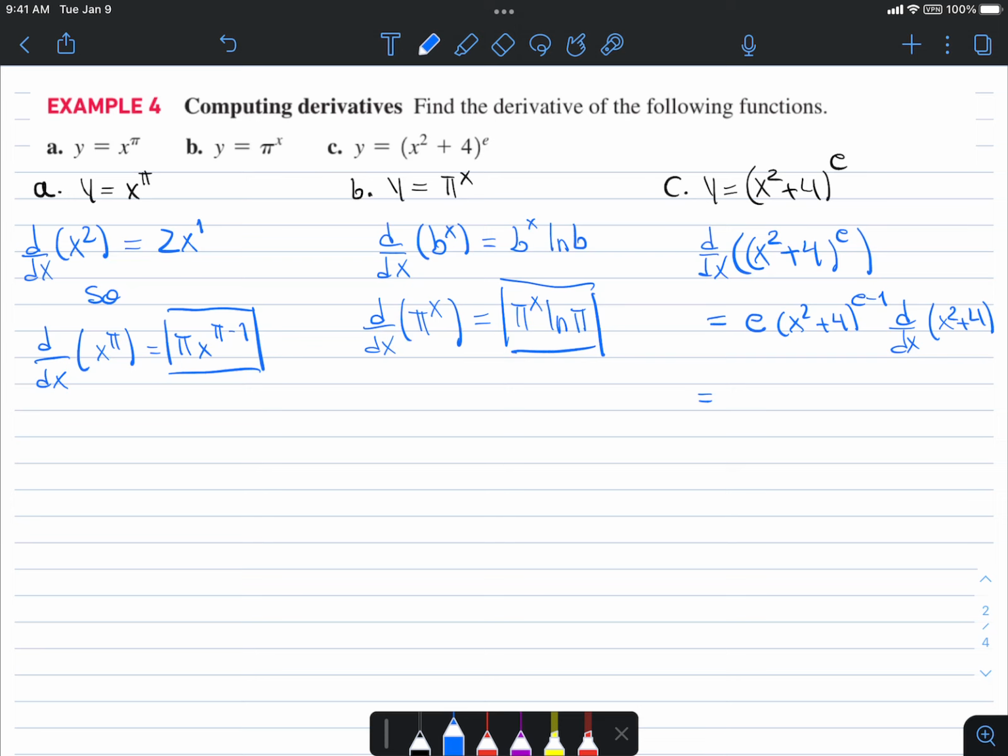And then the second derivative we need to do is simple. So this first one is already solved, even though it looks ugly. This is just the power rule. The derivative of x squared plus 4 is just 2x. So I'll just reorder that so it looks a little nicer: 2e times x times (x squared plus 4) to the e minus 1. I think I'm happy with this result.